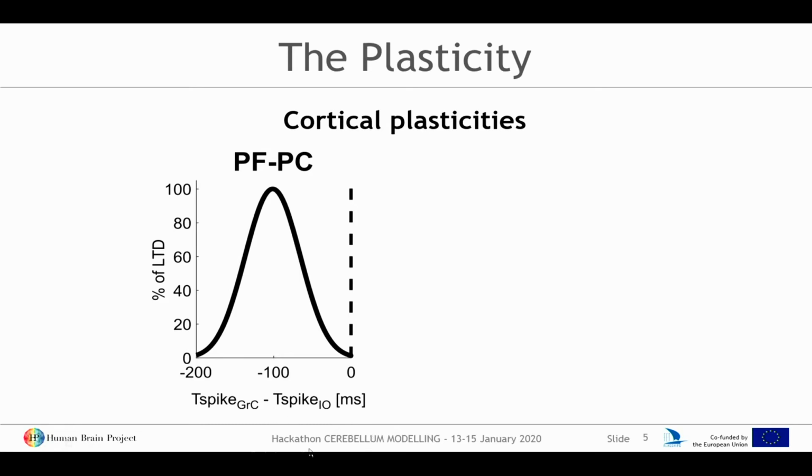So we can see that there is this peak of LTD, of depression, around 100 milliseconds. So the parallel fibers which were active before in this window, before the arrival of the climbing fiber spike, they change their weight, they decrease their weight according to this rule. While we have an LTP every time a spike goes through the parallel fiber.